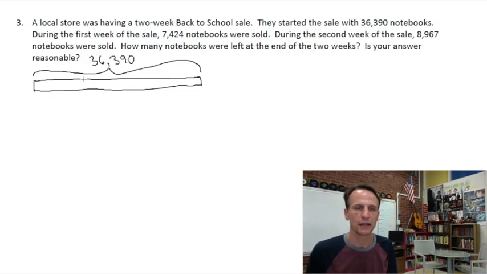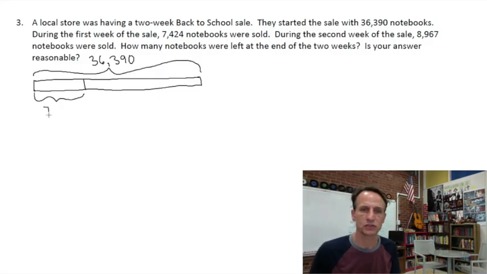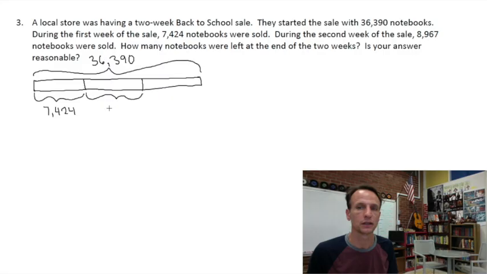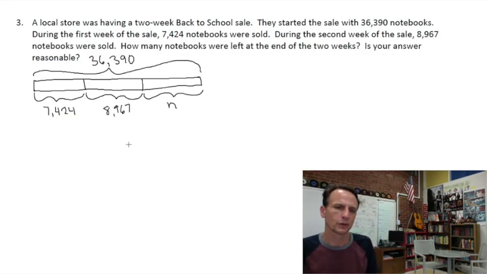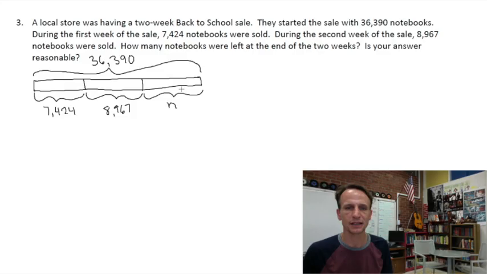36,390. And then we know the first week, and remember we have 3 parts here, so leave room in your tape for 3 parts. We know the first week they sold 7,424. And then we'll split this. It doesn't matter if they're proportionally the right size or whatever. Just 3 parts is what we need. Second week we have 8,967. And then this is the remaining notebooks. Let's call it N for notebooks. Okay, so now what we need to do to answer this, well, if we subtract these from the total, it will give us the remainder.